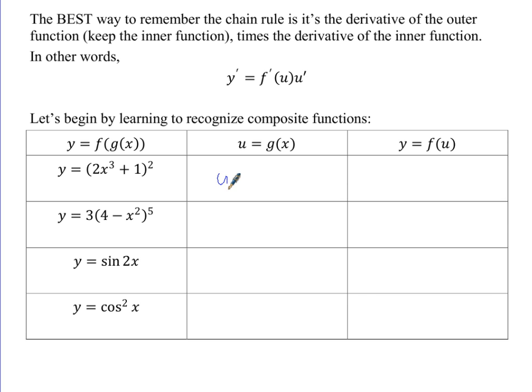Good. U equals 2x cubed plus 1. That is something we can take the derivative of. So what would y be then as a function of u? If u equals 2x to the third plus 1, I can take u and substitute it in here. What am I left with? Y equals u squared.